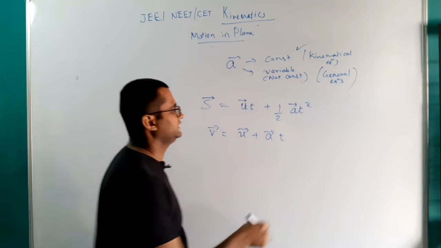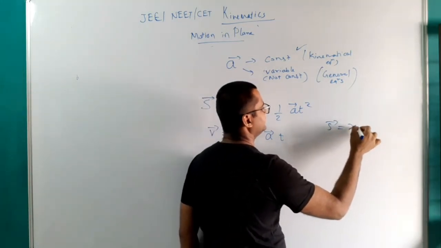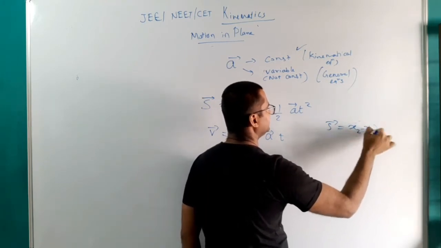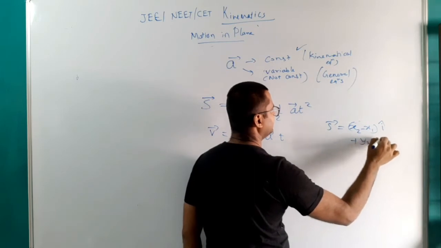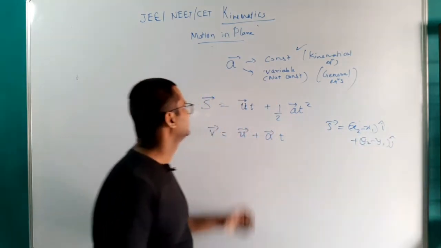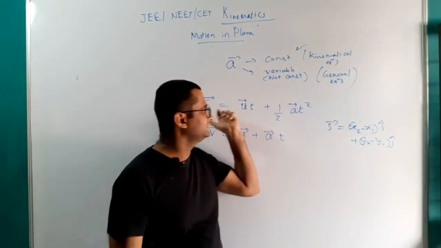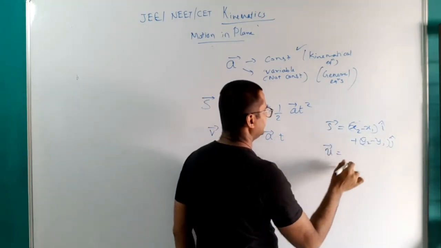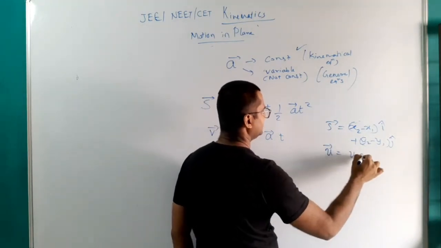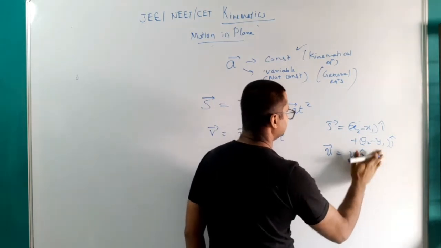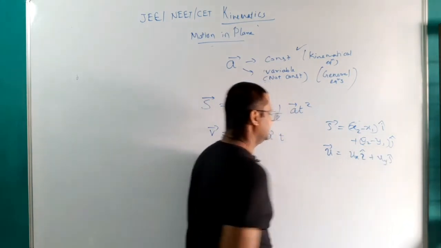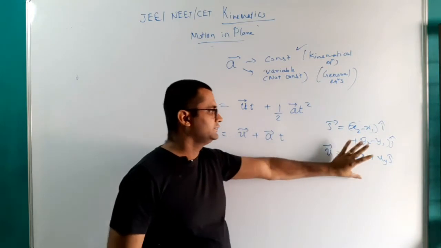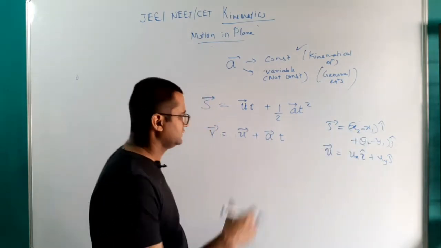Remember that this s vector is basically xi plus yj, or you can say this is displacement, so this will be (x2 minus x1) i plus (y2 minus y1) j. And this u is initial velocity, so this u vector will be ux, the x component of velocity, into i cap plus uy j cap. Since this is a vector, I am writing it in component form. And remember we are dealing with only motion in plane, so we will write only x and y, we will not write the z component.